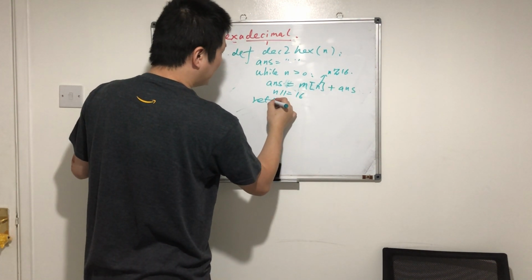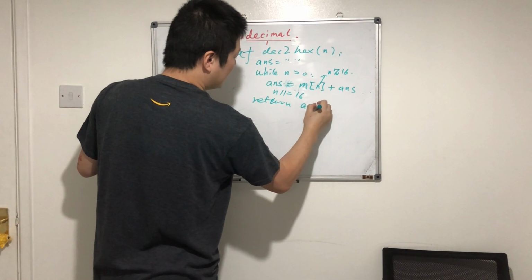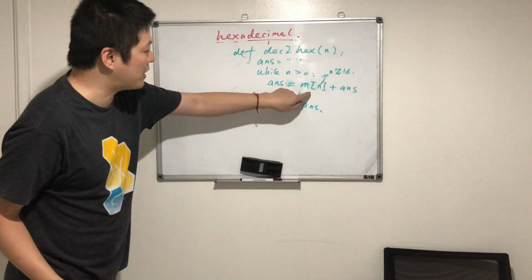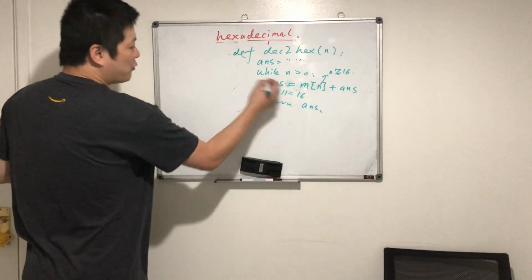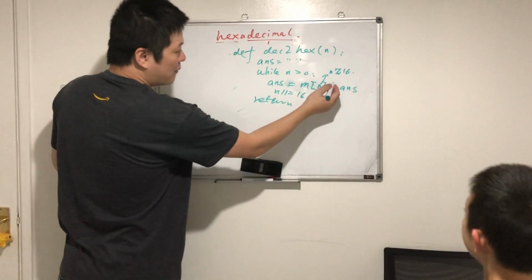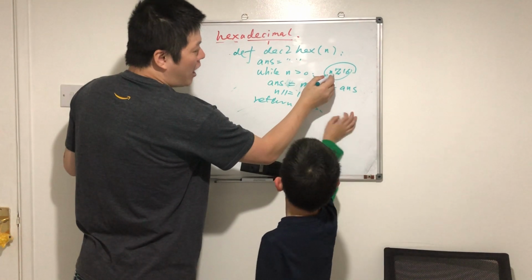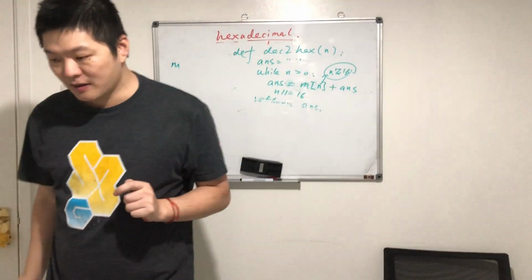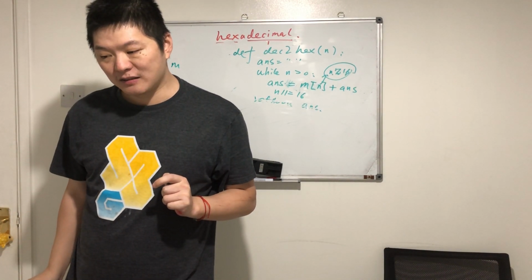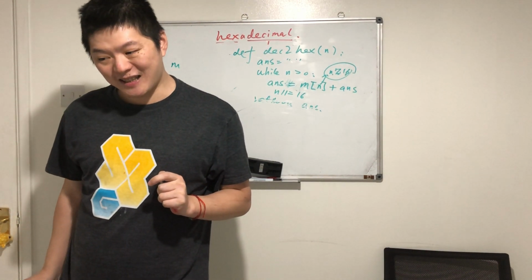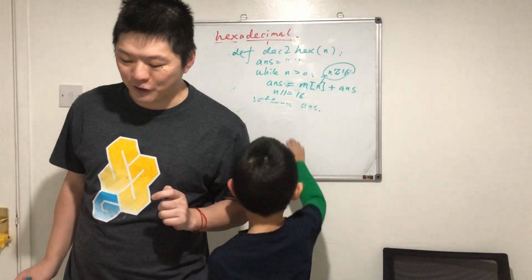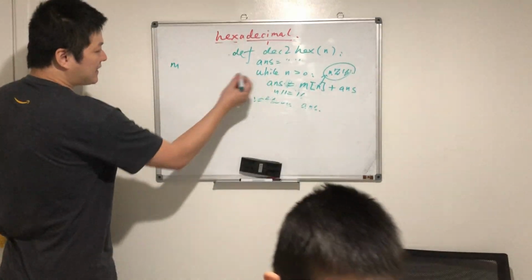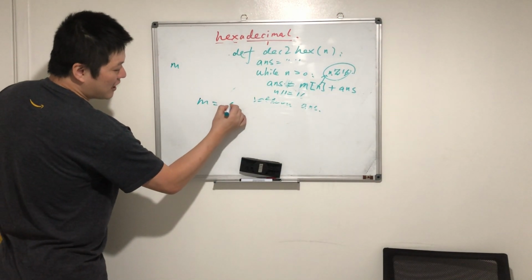So this is basically the same as the binary, but look at this. We need the mapping. How many possibilities of n modulo 16? 16. How many possibilities of n modulo 2? 2. Exactly. So we need 16 entries.